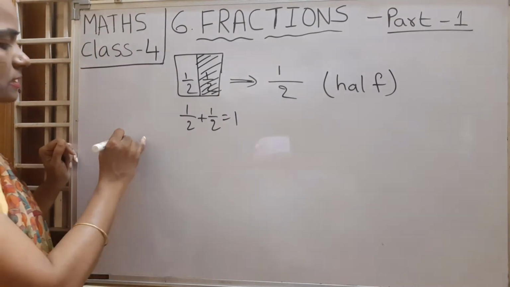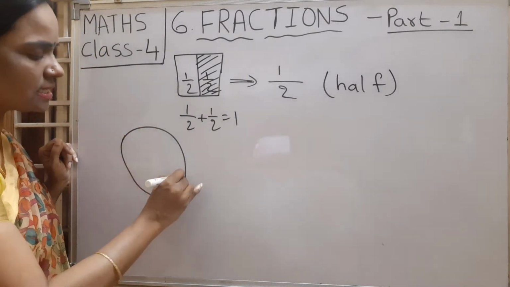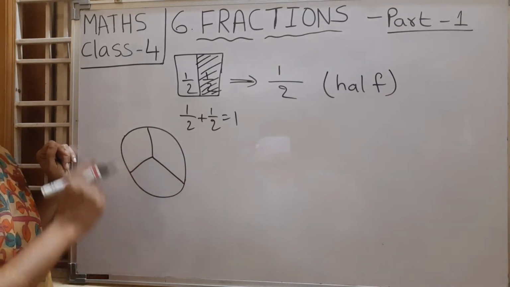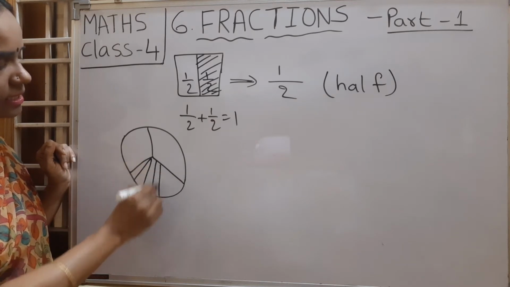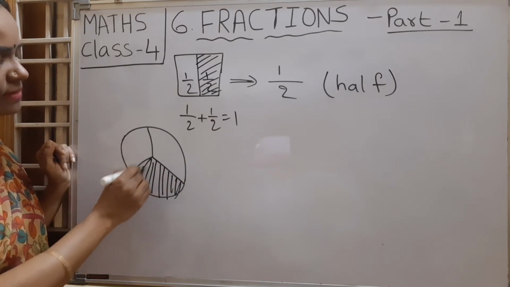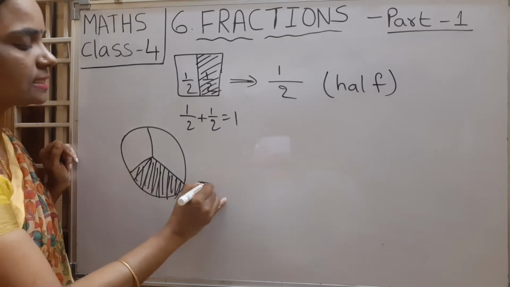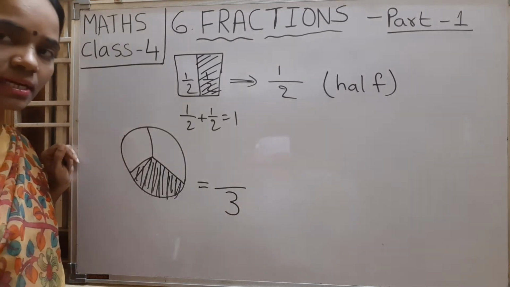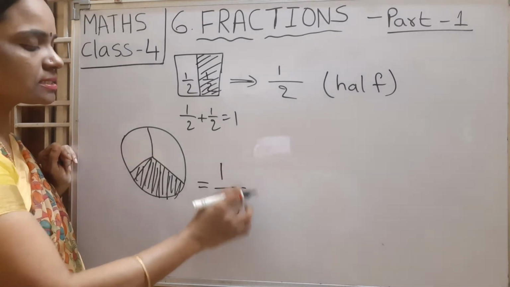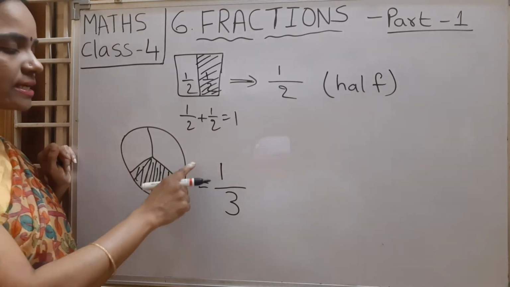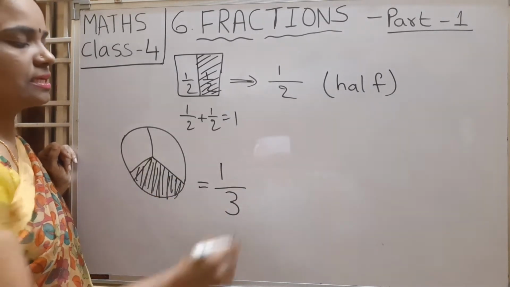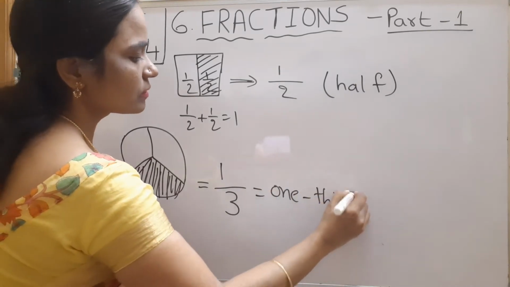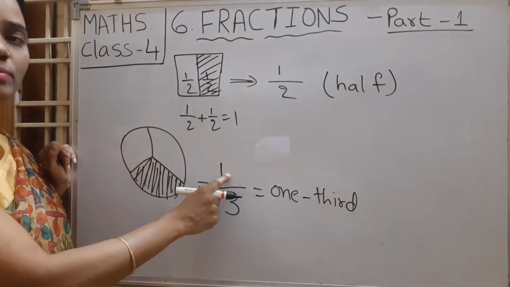Now take some pictures. Look at this picture, children. Here the whole thing is divided into how many equal parts? 1, 2, 3. Now color one part. What is the fraction for the shaded part, children? Total there are 3 parts. Out of 3, how many are colored? Only 1. So the answer is 1 by 3. It is also written as 1/3. 1/3 means out of 3 only one part is colored.